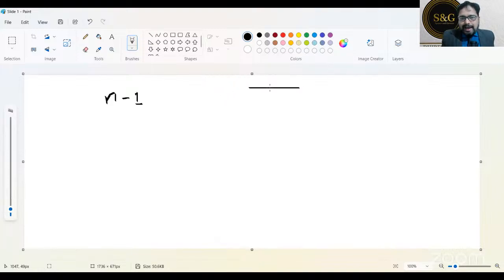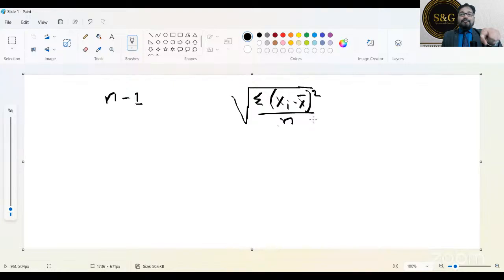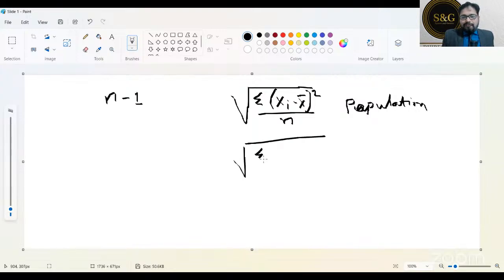स्टैंडर्ड डिवीजन का फॉर्मूला क्या है? Summation of (xi minus x bar) raised to square divided by n. Actually, this is the formula for the population. Write this down. This is the formula for population, and this, with n minus 1, is the formula for sample.